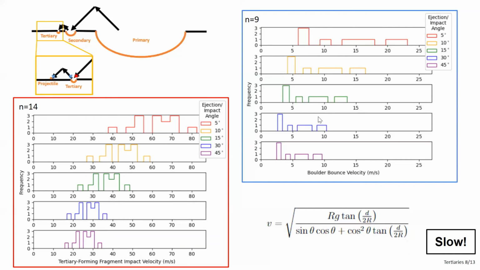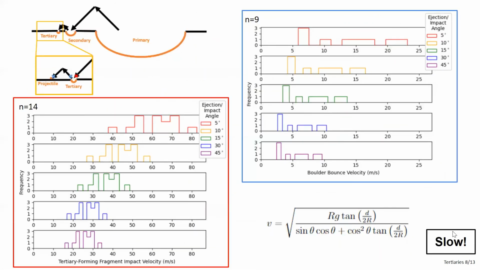Looking at the ejection, so this is coming out of the tertiary. It's the same exact type of plot, same angles. We just lowered the sample size because these are only ones that have projectiles. And we're getting down to like 5 or 10 meters per second. These are very slow for impact cratering.